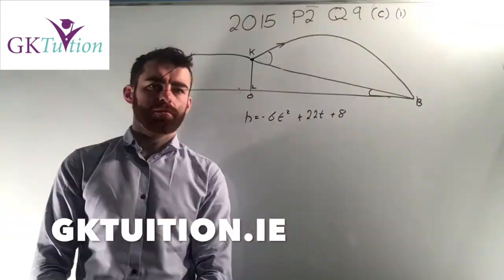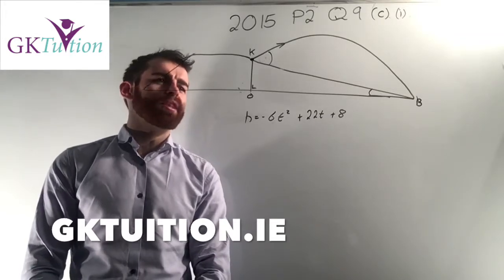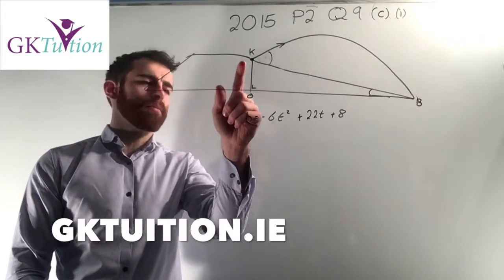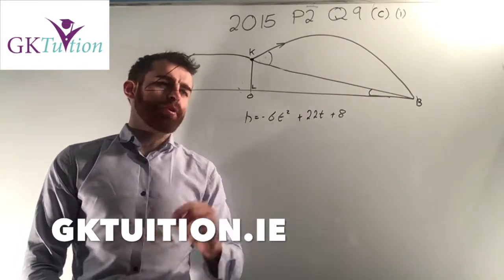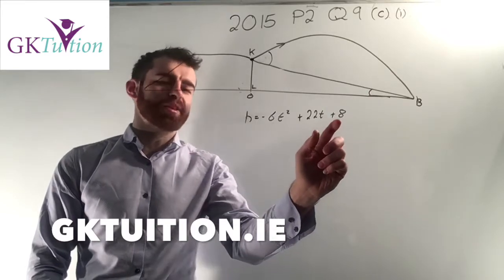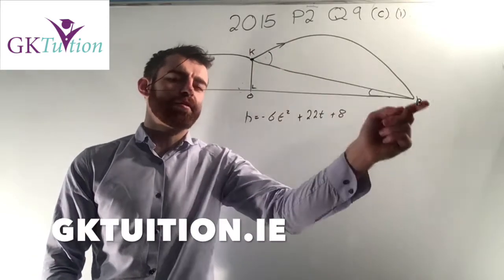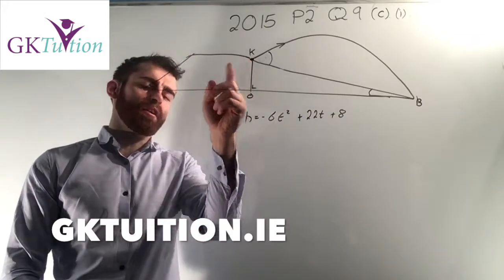and that's my final answer. In the third part of this question, we're told that Joan is hitting a golf ball from the point K, and the golf ball is going to land at the point B. And we're told that h equals minus 6t squared plus 22t plus 8 describes the flight of the ball. Now the question is to find the height of K.